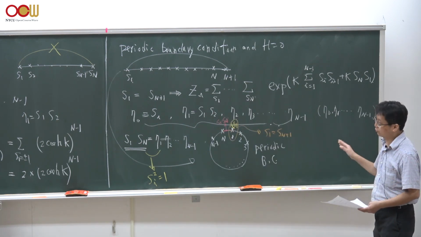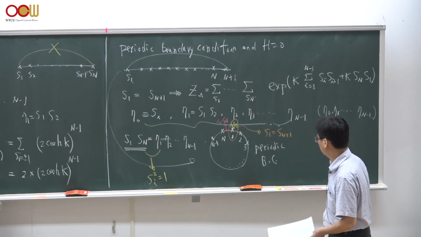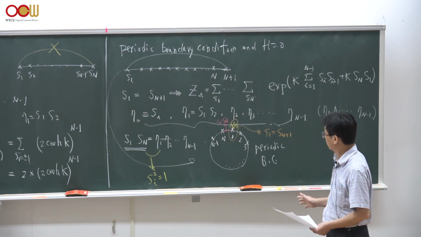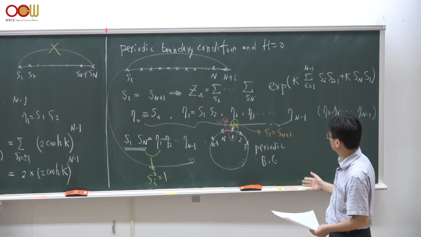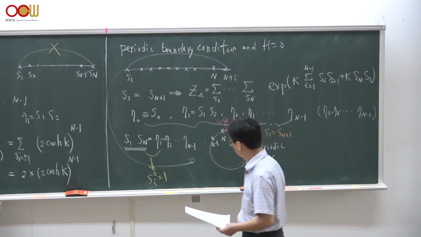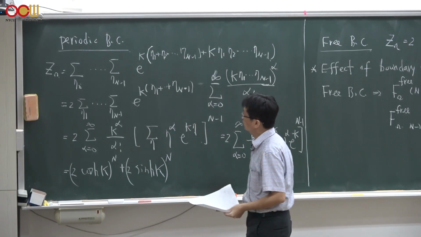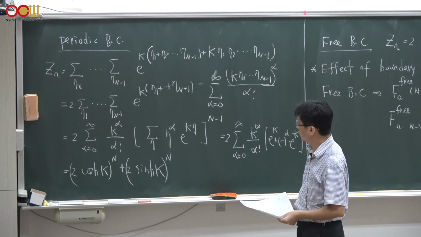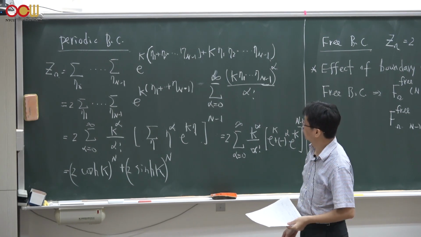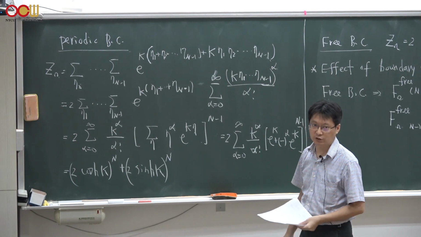So then let's take a short break. When we come back, we'll continue calculating the partition function for periodic boundary conditions and for the Ising chain. Okay, so let's take a short break. Continue calculating the partition function for Ising spins in a one-dimensional chain with the periodic boundary condition.